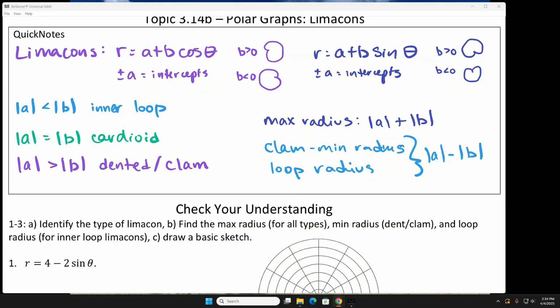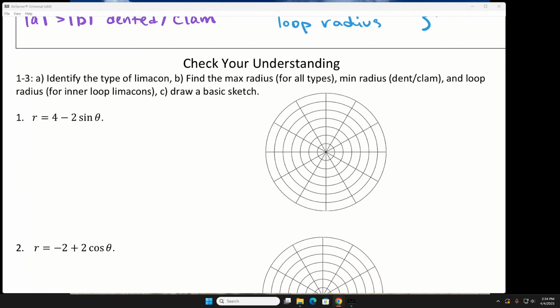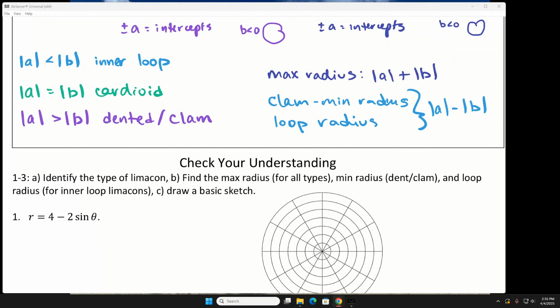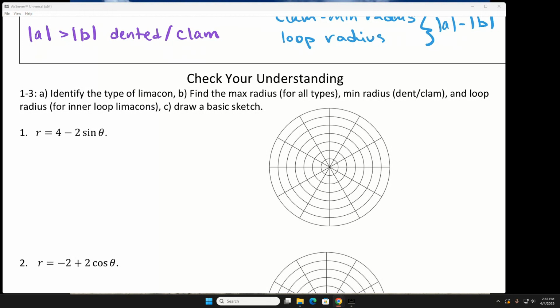Okay, so let's do some of these little graphs. On 1 through 3, we're going to identify the type of Limacon first, and then we're going to find the max radius for all types. We're going to find the min radius for the clams. We're going to find the loop radius for the inner loops, and then we're going to do a little basic sketch. All right, so this first one, we're looking at the absolute value of a and the absolute value of b. a is definitely larger, so this one is going to be a clam.